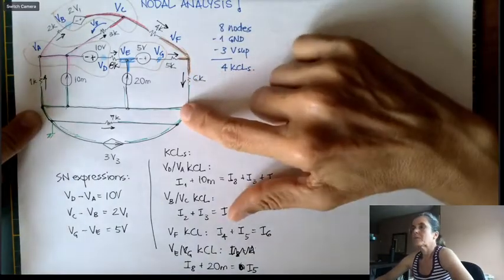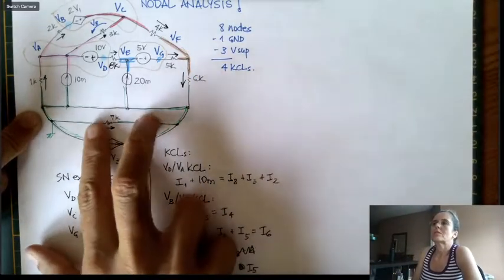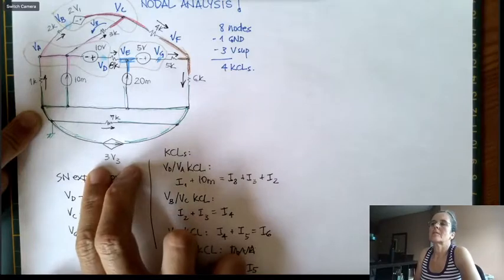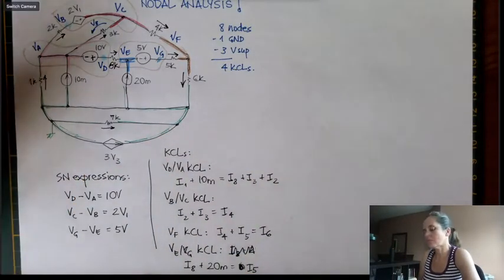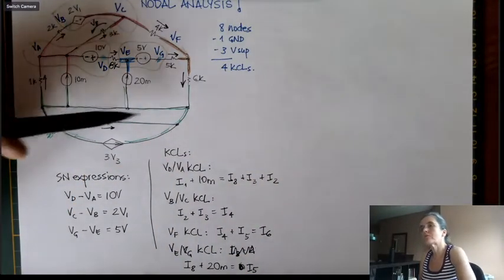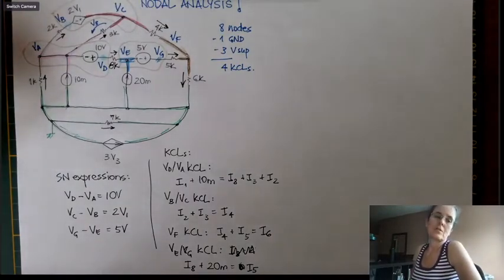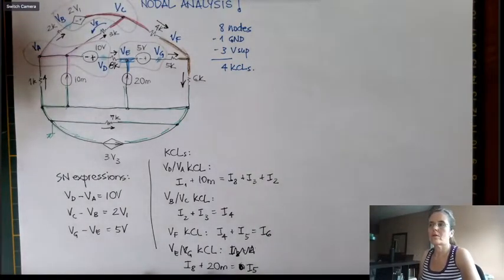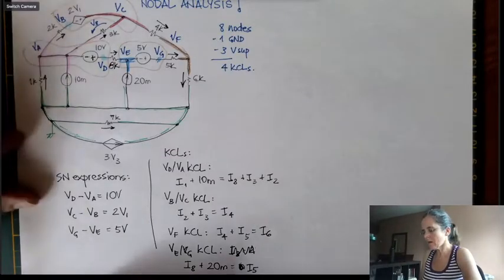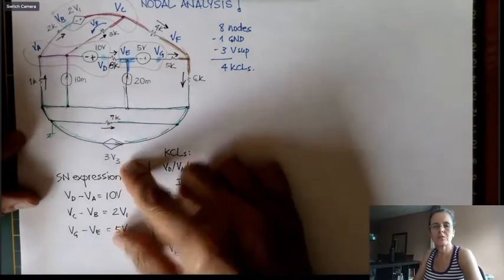So you may ask, what's up with the ground? So first, the ground is shorting the 7K and the 3V3 current supply. There is no KCL for ground in nodal analysis. So we are done finding all the KCLs and finding the supernode expressions.